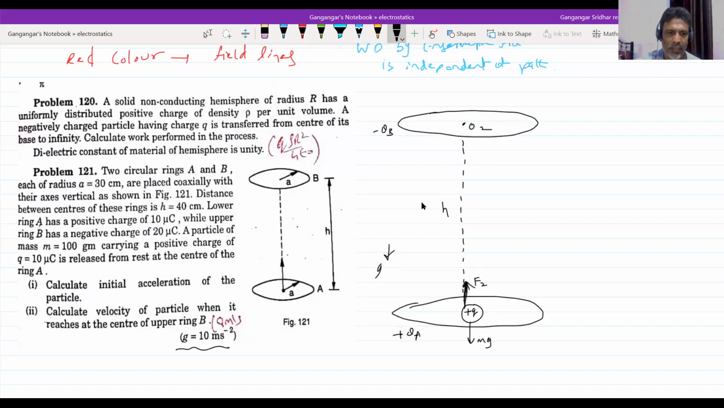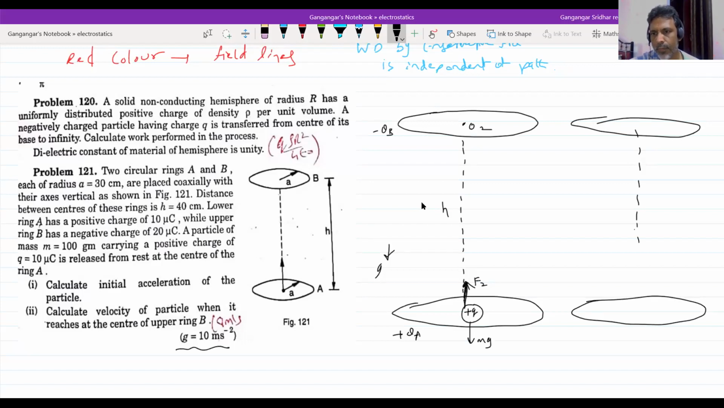So definitely, since it says calculate velocity when it reaches here, F2 will be greater than mg. So it starts accelerating. He's asking now, what is the velocity when it reaches the point O2? When the same charged particle reaches here, what will be its velocity? The rings are fixed. So when the same charged particle arrives here, it will have velocity v2.